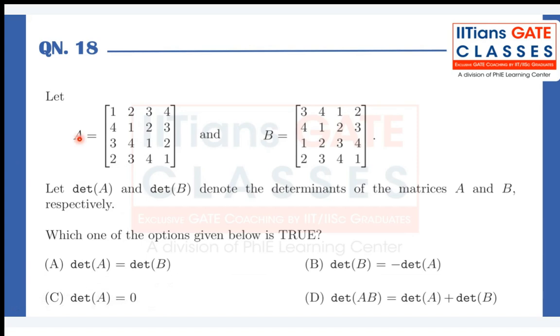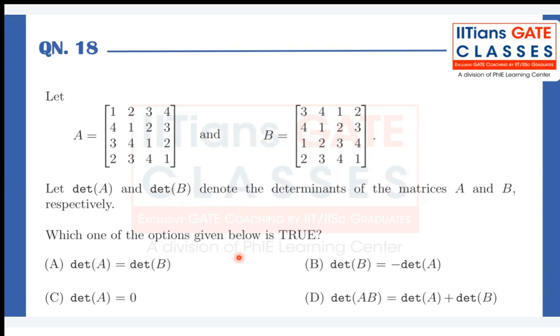Matrix A is given, which is 1, 2, 3, 4, 4, 1, 2, 3, 3, 4, 1, 2, and 2, 3, 4, 1. Whereas matrix B is 4, 3, 1, 2, 3, 4, 1, 2, 4, 1, 2, 3, and 2, 3, 4, 1. Let determinant of A and determinant of B denote the determinants of matrix A and matrix B respectively. Which of the following options is true?